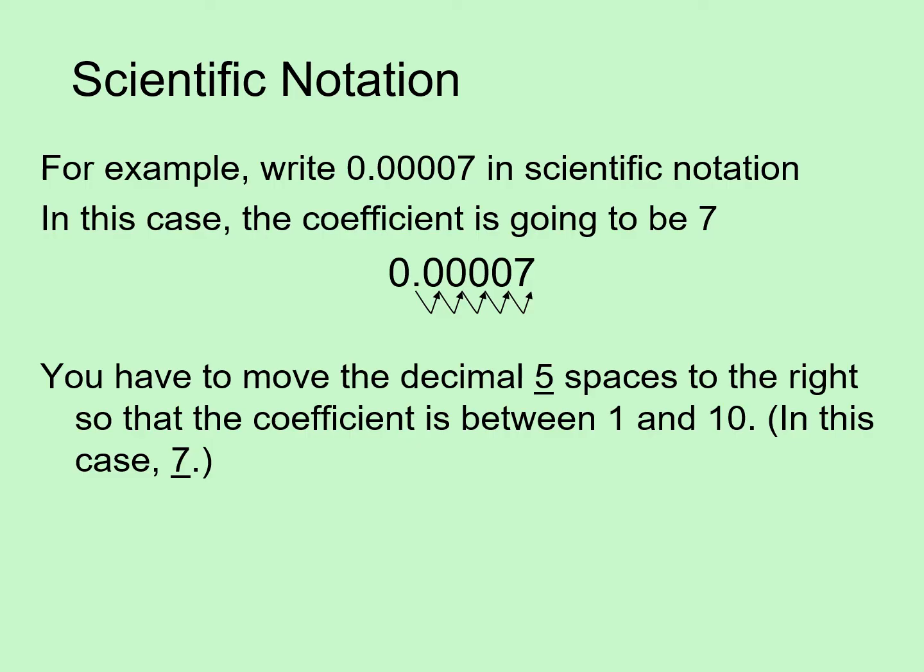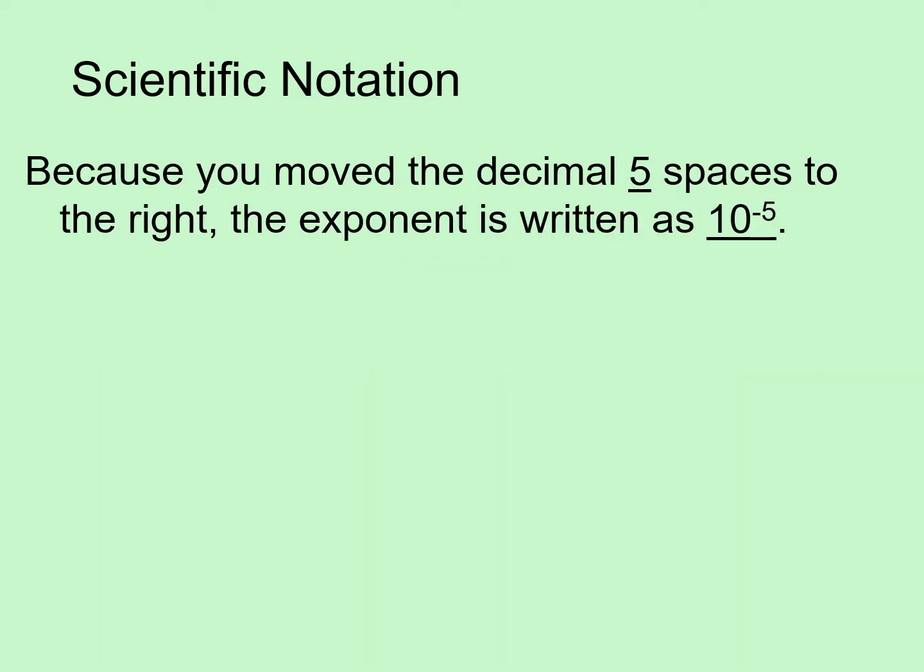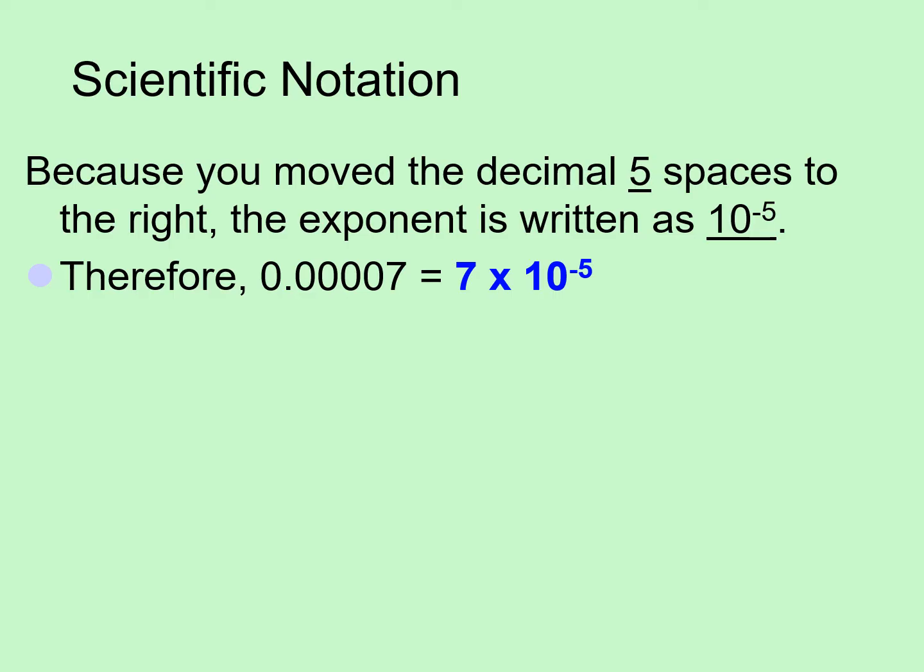We had to move the decimal 5 times. We had to move it to the right to make our coefficient, which is actually much bigger than our original number. And so it's 7 times 10 to the minus 5 power. 0.00007 and 7 times 10 to the minus 5 are exactly the same number.